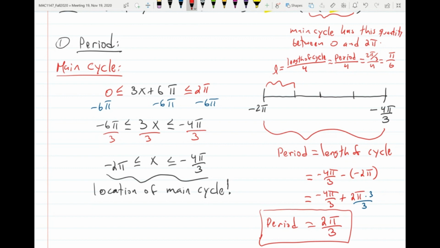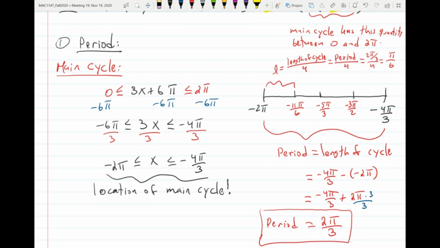It's easier to have a denominator of 6, so we can start moving. Negative 2 pi is the same thing as negative 12 pi over 6. Then an extra pi over 6 would be negative 11 pi over 6. An extra pi over 6 would be negative 10 pi over 6, which simplifies to negative 5 pi over 3. The next one would be negative 9 pi over 6, which simplifies to negative 3 pi over 2. And just to check, if you add an extra pi over 6, you get negative 8 pi over 6, which simplifies to negative 4 pi over 3, and you know that's your right endpoint, and then we're good to go. Okay?